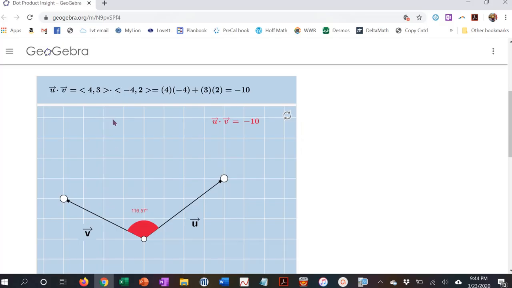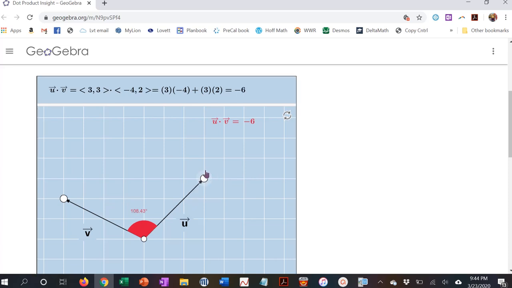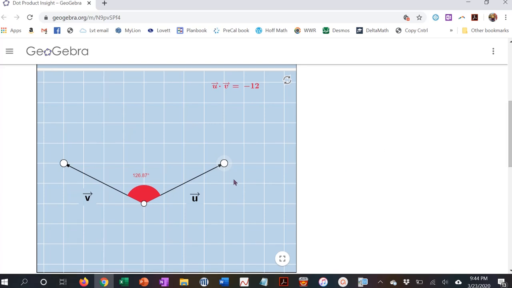This is a lovely GeoGebra demonstration to show you about the dot product and what it means. Somebody else made this. What we have here is two vectors, vector v and vector u, and the angle between them is being shown in degrees. Up here we have vector u dot vector v. Right now we can see that the dot product is -12. Up at the top, they're showing you how to calculate the dot product, but I don't want to spoil anything, so I'm going to scroll down.